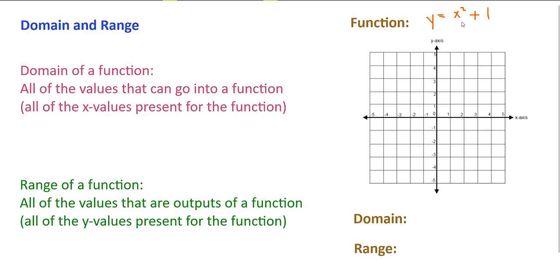Alright, now we're going to look at finding the domain and range for a quadratic function. You guys have been learning a lot in this class about quadratic functions, so here's an example of one. We've got y equals x squared plus 1. If I graph this one, I'd have a vertex at (0, 1), and I'm just going to go ahead and put on some points here.